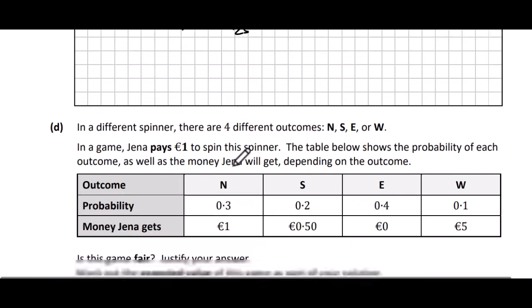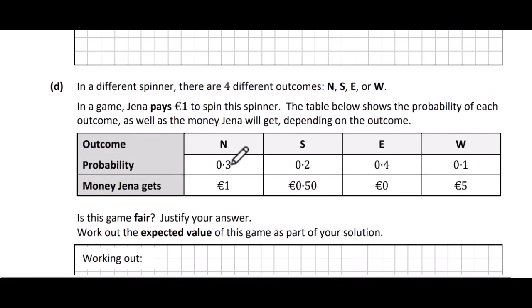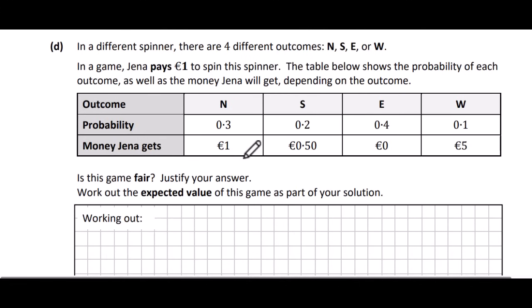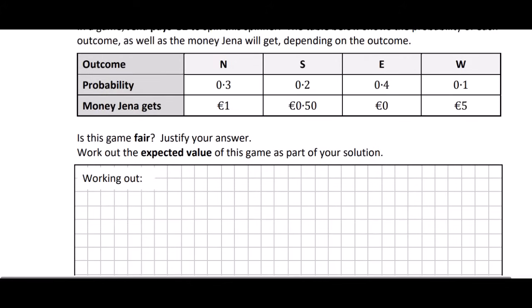Okay, next part then. In a different spinner, there are 4 different outcomes: north, south, east, west, or NSEW. In a game, Jenna pays €1 to spin the spinner. The table below shows the probability of each outcome as well as the money Jenna will get depending on the outcome. So she will get €1 if she spins and gets an N. She'll get 50 cents if she gets an S. She'll get nothing if she gets E, and €5 if she gets W. So the question is, is the game fair? And justify your answer. Work out the expected value of this game as part of your solution.